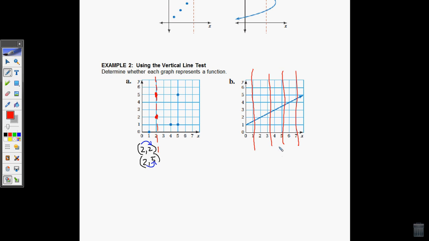All right? That's basically all that there is for today. Relations, functions, and whether or not a relation is a function, testing using vertical line test.